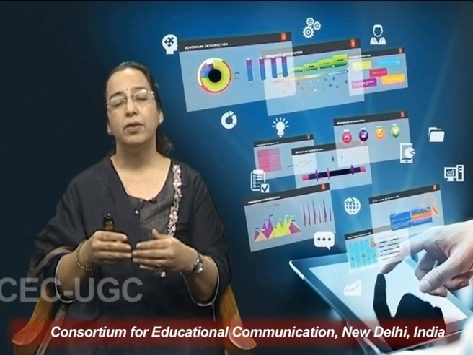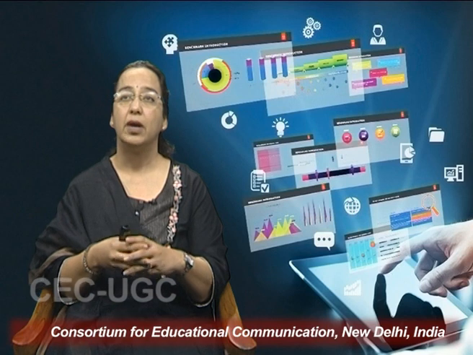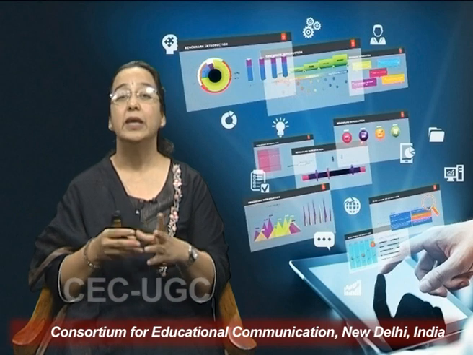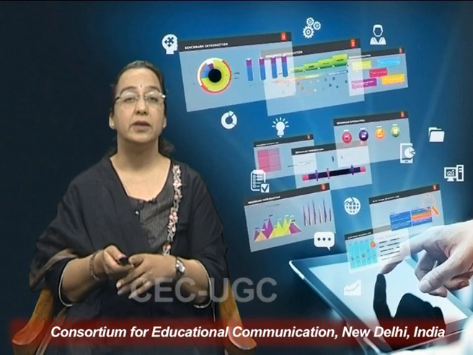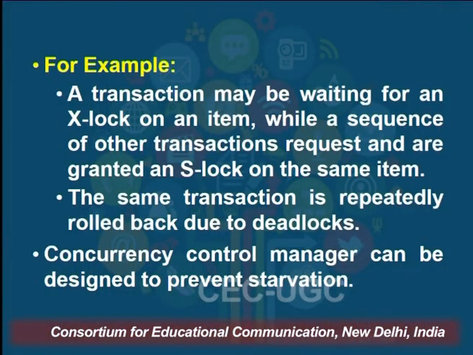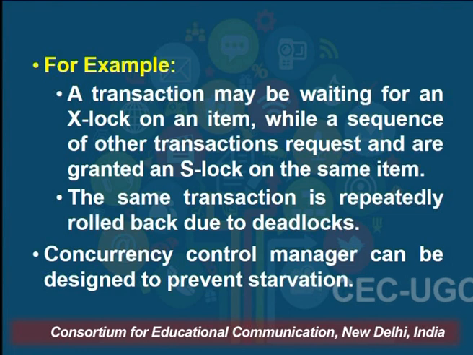Another evil situation is that starvation is also possible if the concurrency control manager is badly designed. For example, a transaction may be waiting for an X lock on an item, while a sequence of other transactions are requesting and also being granted the S lock on the same item.